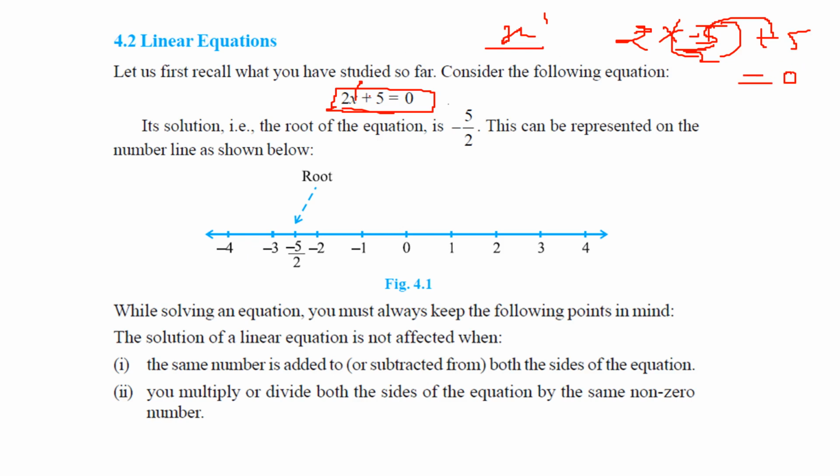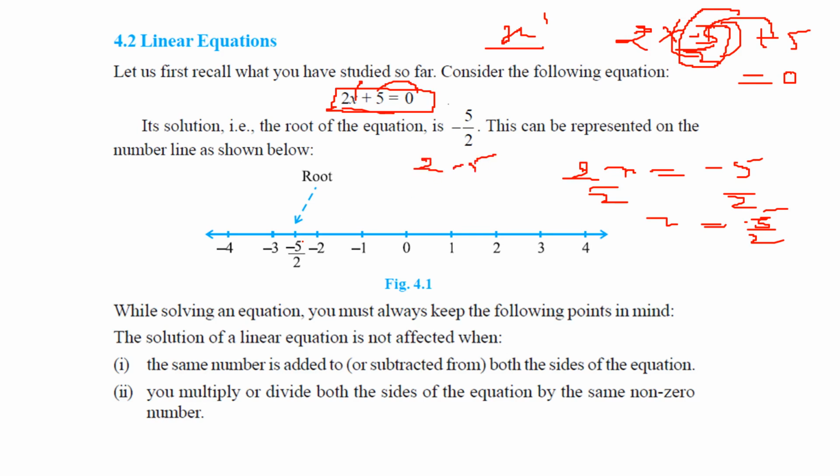So the x for which this gives me 0 is the solution. You can also do it like this. Transfer 5 here, it will be minus 5. Then divide both sides by 2, so you get x equals minus 5 by 2. This is also the solution. Now this minus 5 by 2, just ignore the minus sign, is 2.5. That is in between 2 and 3, but because it is minus, you take the left hand side of the number line. So this is minus 5 by 2.